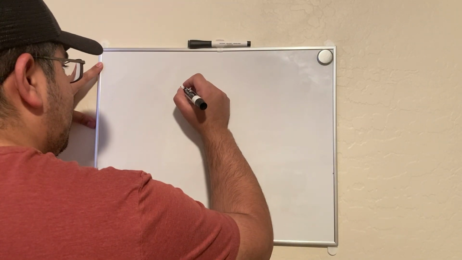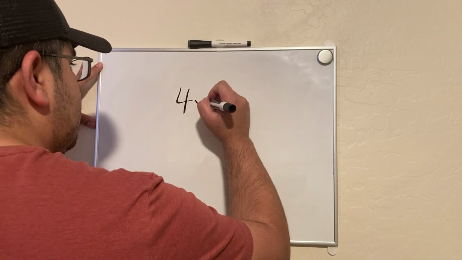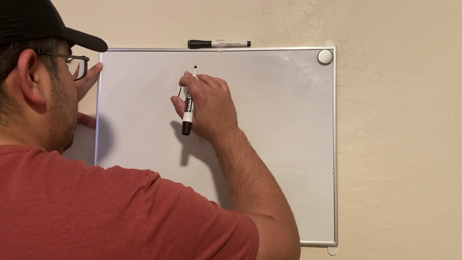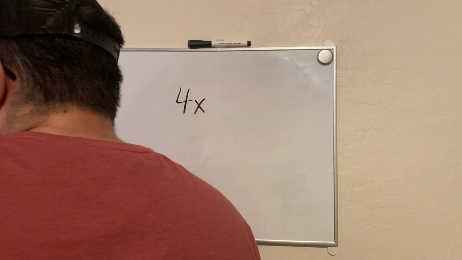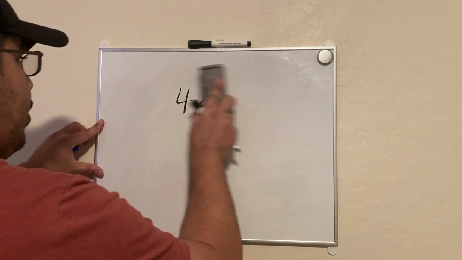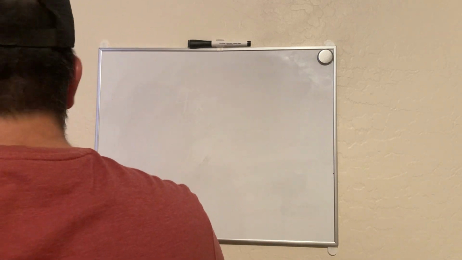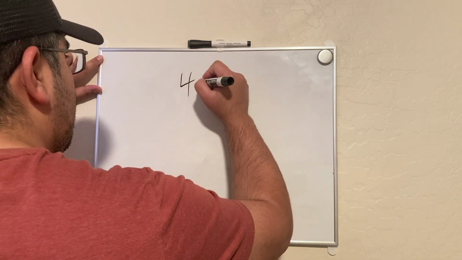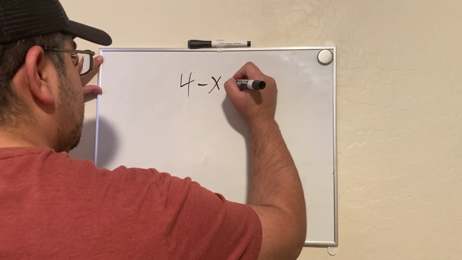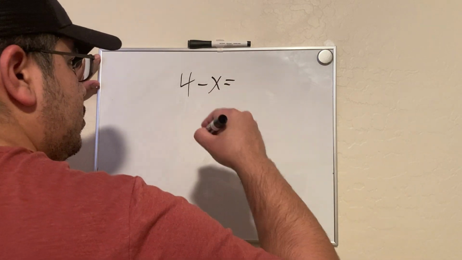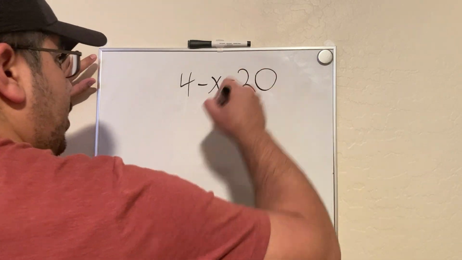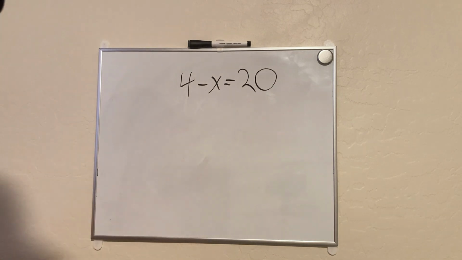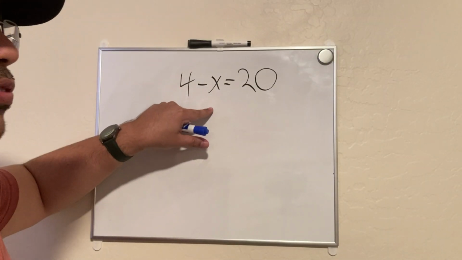Let's come up with an equation. Let's keep it simple to start with. Right now we're going to solve a one-step equation. So we're going to say 4 minus x equals, I don't know, 20. All right, and we're going to solve: what is x? How do we solve for x here?